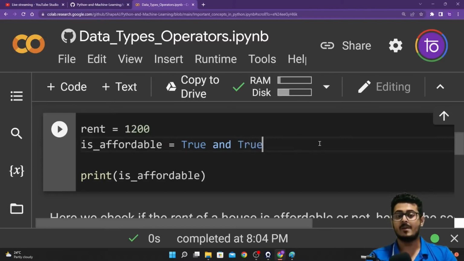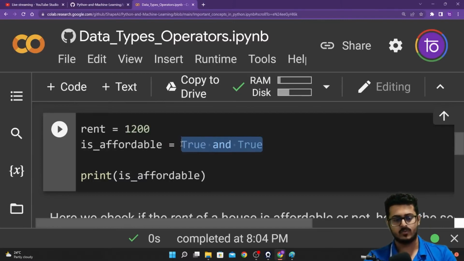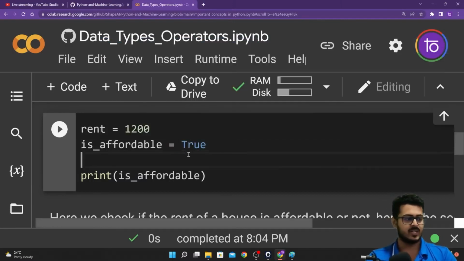So these were comparison operators. Now we have entered the field of logical operators, guys. The AND gate is there. On both sides, you have true, so the answer will be true as well. So is_affordable is true. Okay, let us confirm that.